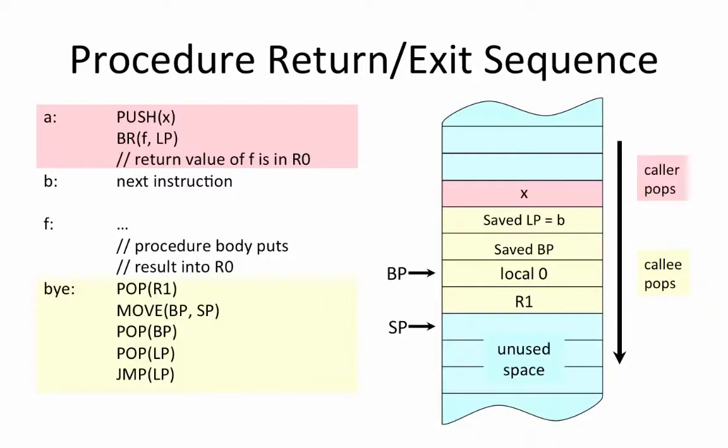In this case, LP contains the address B, which is the address of the next instruction that should be executed following the execution of the F procedure. Taking a closer look at the details for our example, we see that we begin our exit sequence with pop R1 in order to restore the original value of register R1. Note that this also frees up the location on the stack that was used to store the value of R1. Next, we get rid of the local variables we stored on the stack.